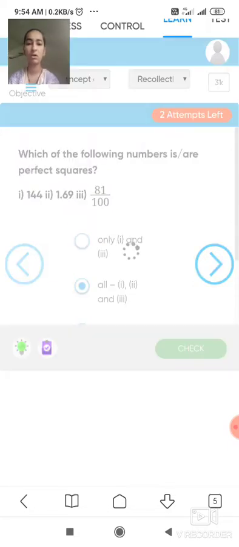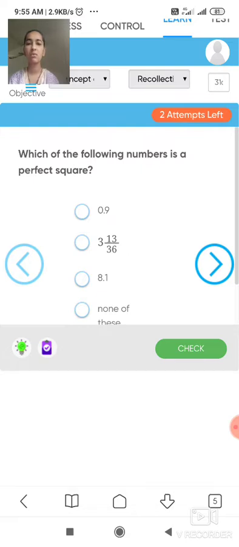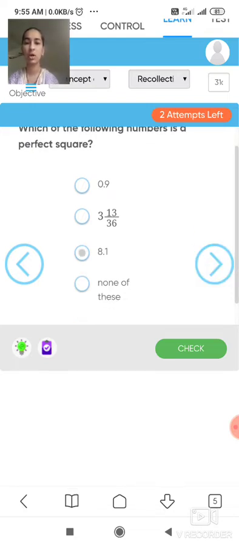Okay students, let's take another. Which of the following numbers is a perfect square? Now 0.9, 3 13 upon 36, then 8.1 and none of these. Which one is the correct one? You have to check. This example is for you.